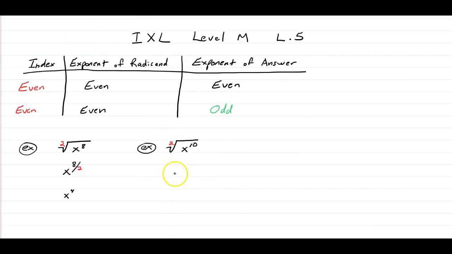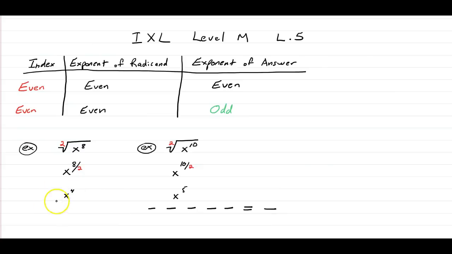If we do the same thing, take our radical form and go to the rational exponent, so 10 over 2, and 10 divided by 2 equals 5. Everything looks great, except the problem here is, since this is a positive and we don't know what x is, if x happened to be a negative, and a negative times a negative times a negative times a negative times a negative would equal a negative.